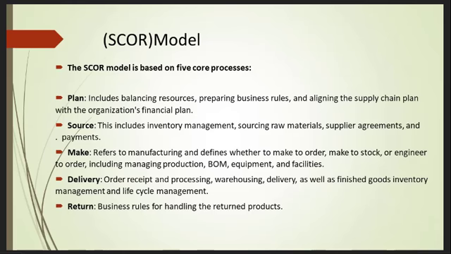fulfilling customer orders. For each unique process, SCOR only has one representation. SCOR recognizes six major processes: plan, source, make, deliver, return, and enable, which are referred to as level 1 processes. The SCOR model is based on 5 core processes.